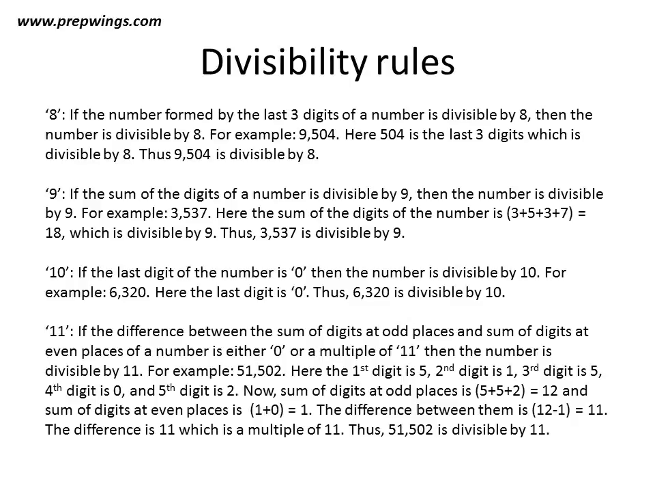Now divisibility rule of 11. It might look a bit complex when you see it initially, but if you practice the divisibility rule of 11, you will get it. So what it says is, if the difference between the sum of digits at odd places and sum of digits at even places of a number is either 0 or a multiple of 11, then the number is divisible by 11. So read it carefully again.